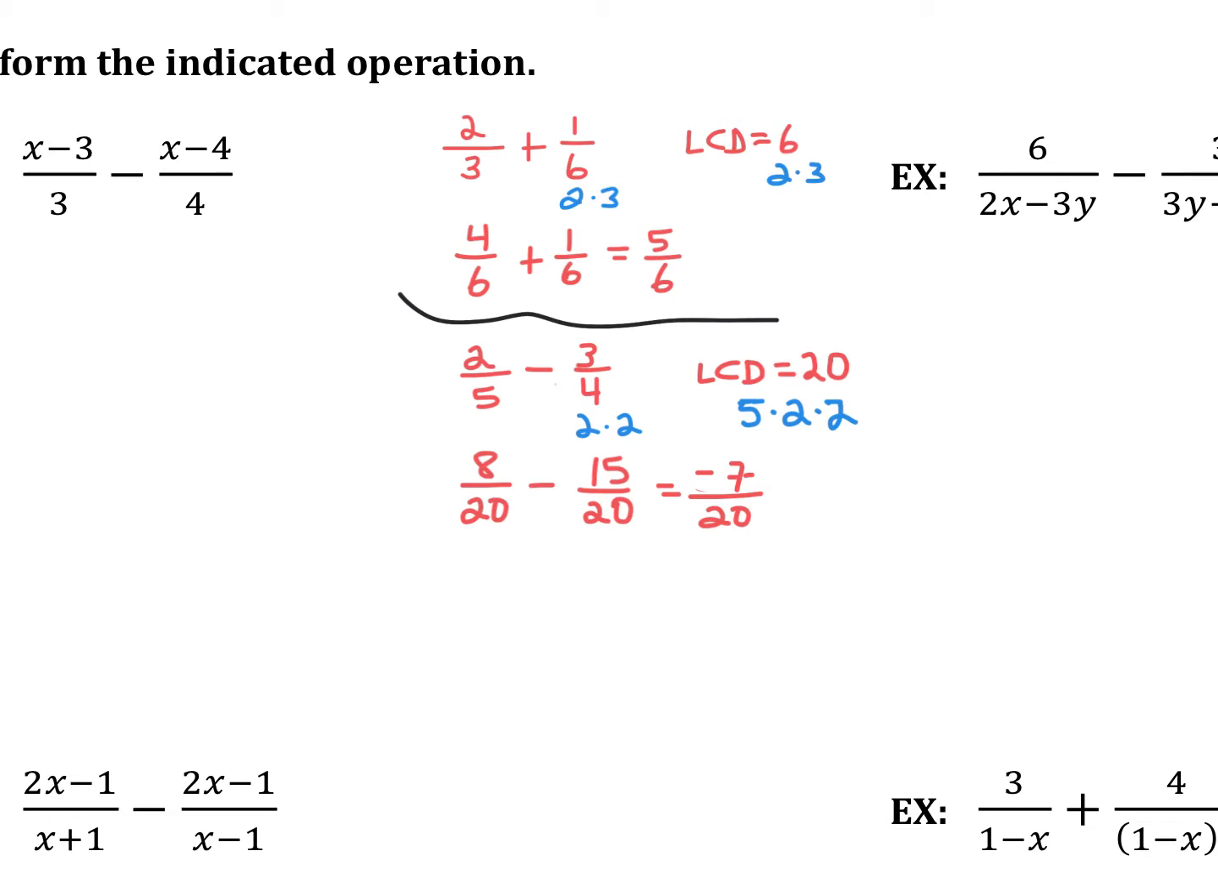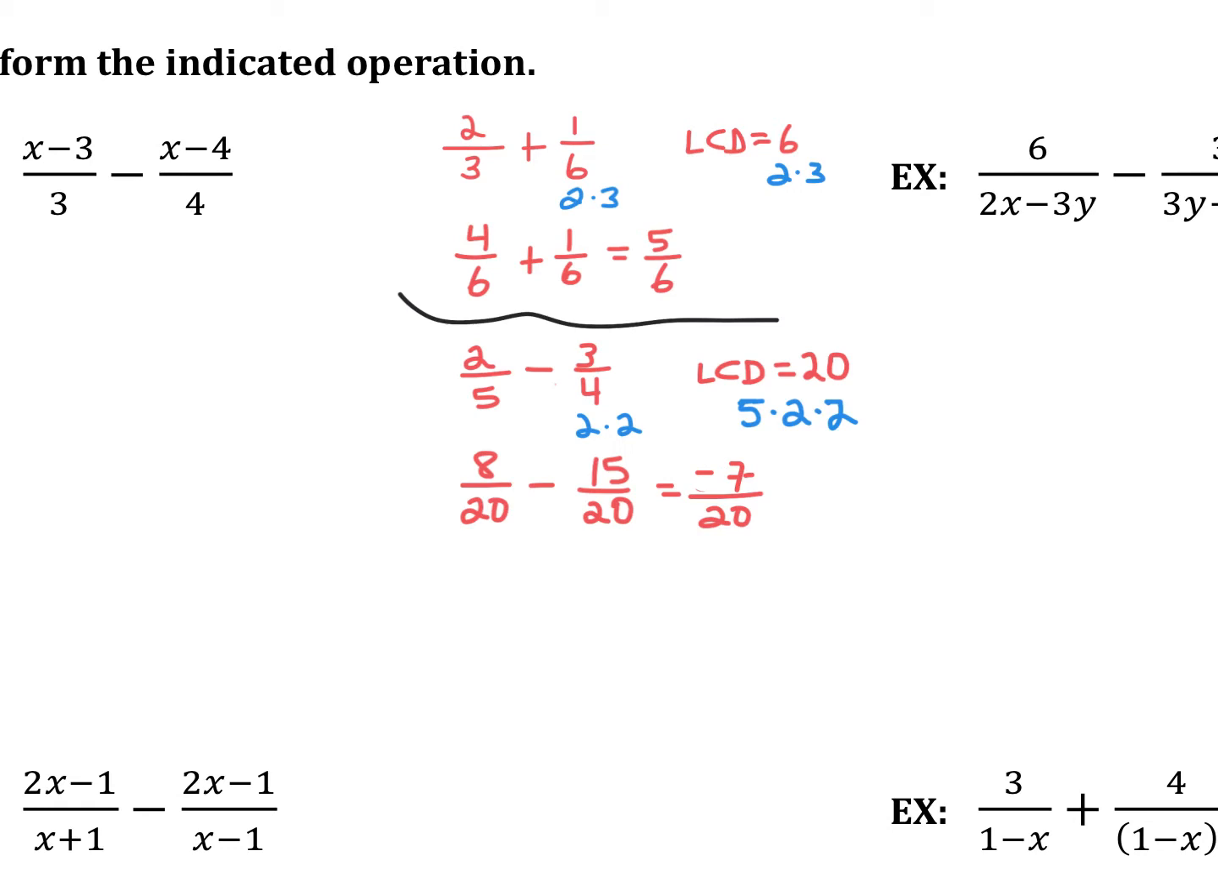Now, to finish this example off, now that we have our least common denominator of 20, we need to rewrite both of these fractions in terms of a least common denominator of 20 before we can do the subtracting. So to get from a denominator of 5 to a denominator of 20, obviously we need to multiply by 4, and whatever we multiply the denominator by, we need to multiply the numerator by. So 2 times 4 will give us 8. So in other words, 2/5 is equivalent to 8/20.